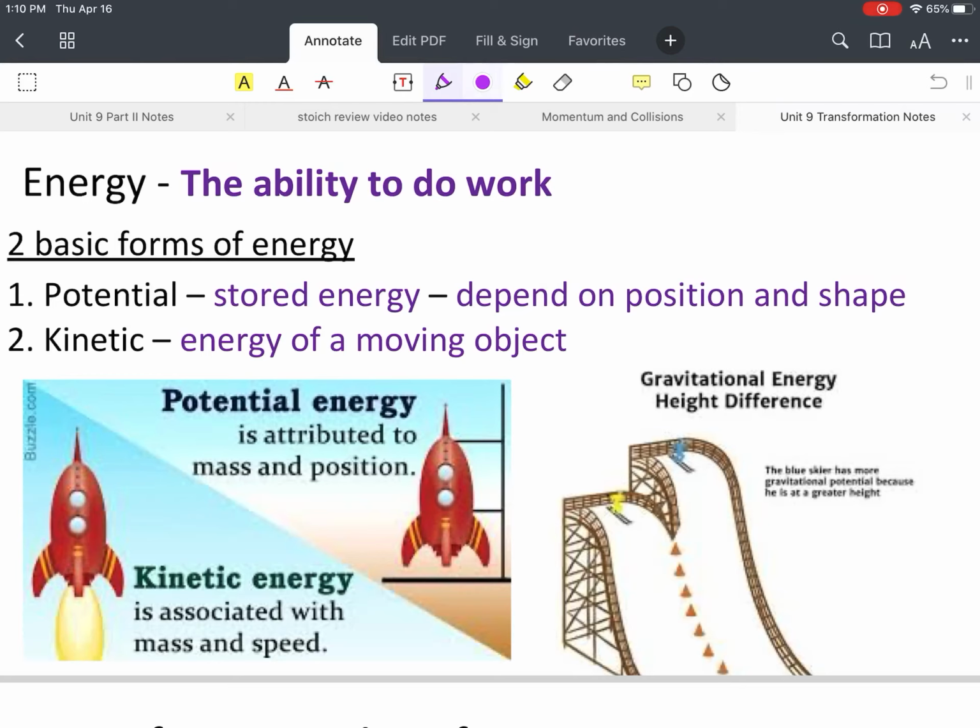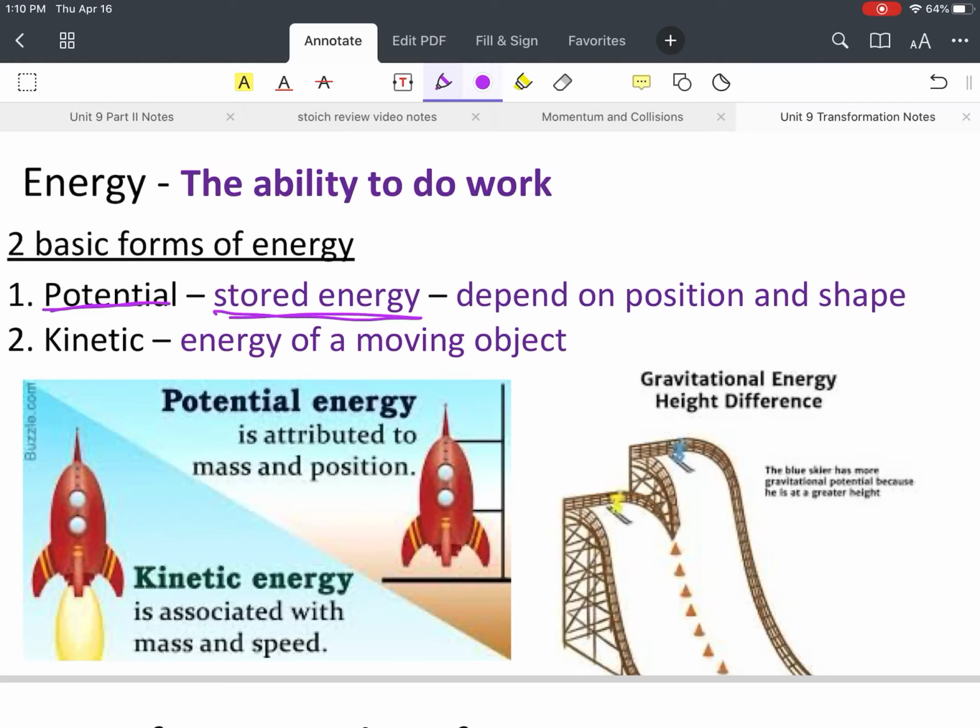So energy is just the ability to do work. In order to do anything, you need energy. Just think about you. If you don't eat for a day, you're tired and lazy and lethargic because you can't do anything. Your body needs energy in order to move around and to function and to do all of its daily functions. So we have two basic forms of energy.